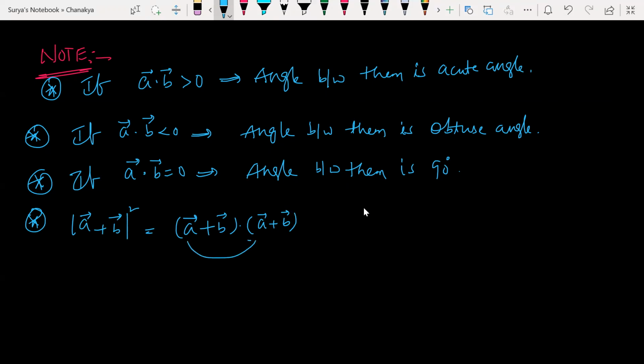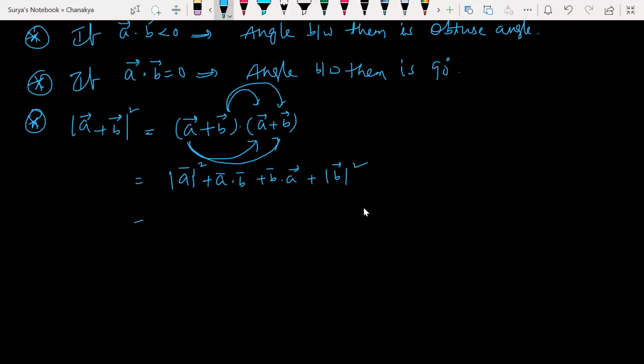Vector a into a. Normal algebraic calculation. Vector a into a is modulus of a, magnitude of a square, and vector a into b. What happens? This happens like vector a dot vector b. This into this, plus b dot a. This into this, modulus of b, magnitude of b square.